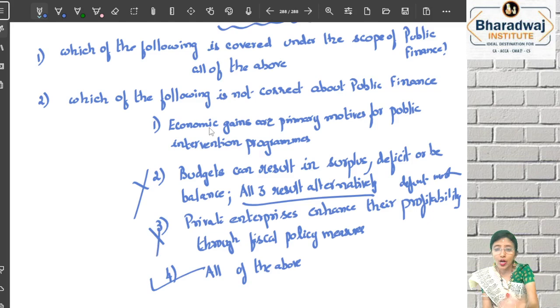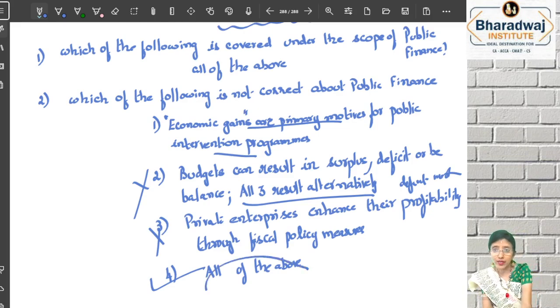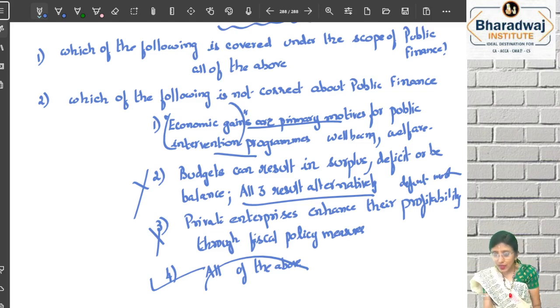And here he said, how can the private enterprise benefit? True. Government intervention is not for that. It is for people who are suffering below the poverty line. And here, economic gains are primary motive. No. Economic well-being of the country, welfare. Economic gain is not equal to welfare. It's not the agenda. So all of the above are incorrect. They'll give you the term well-being or welfare. This is interpreted here as profits. Clear? Have you got it?